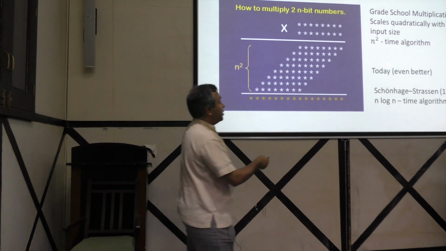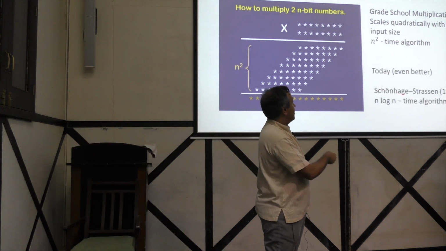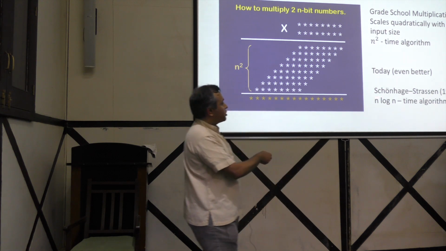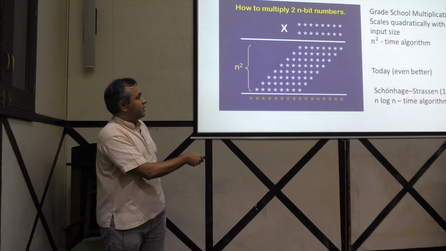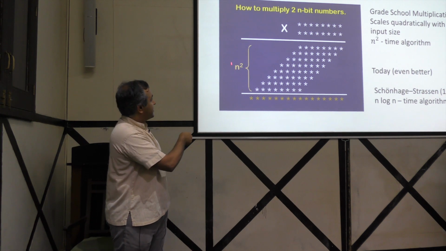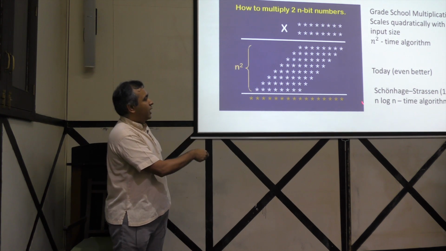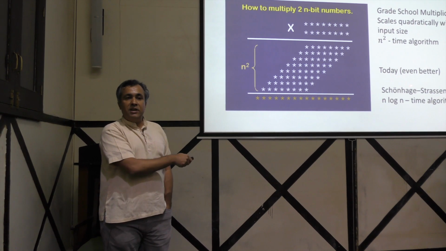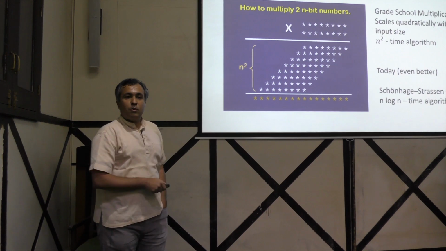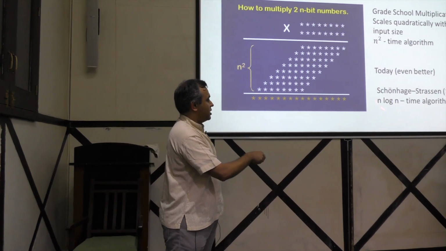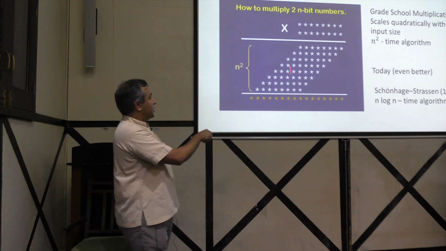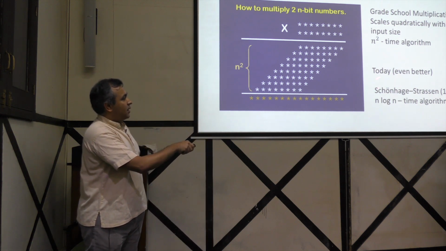In fact, today we know, due to Schonhage and Strassen from the 70s, that there's an algorithm which does significantly better than grade school multiplication. It's n log n complexity, which is better than n squared, but not yet as good as linear. It's somewhere intermediate between n squared and n. This is how multiplication is done in practice these days, not the grade school method.